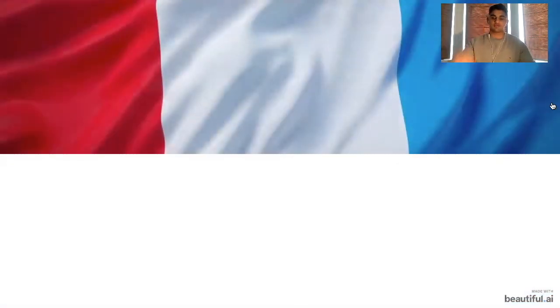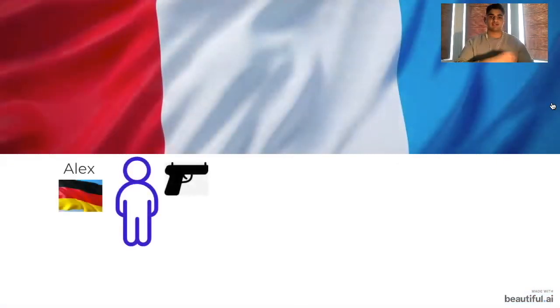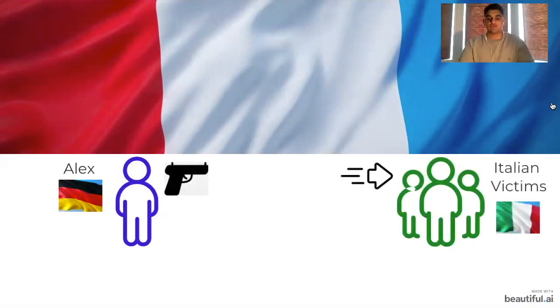So we're in France now, and Alex, the German from before, he's got his gun, and he actually shoots and kills a bunch of Italian tourists, a bunch of Italian victims in France, right? In this case, territorial jurisdiction, France. Nationality jurisdiction, Germany. And national interest jurisdiction, well, I guess you could say that Italy has a claim for national interest jurisdiction because the victims were Italian.